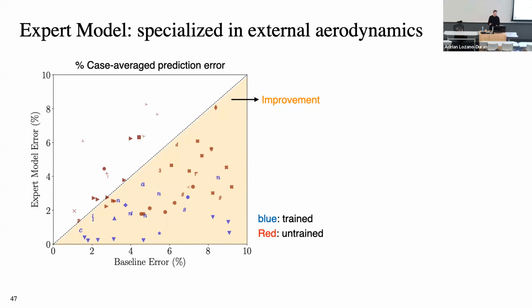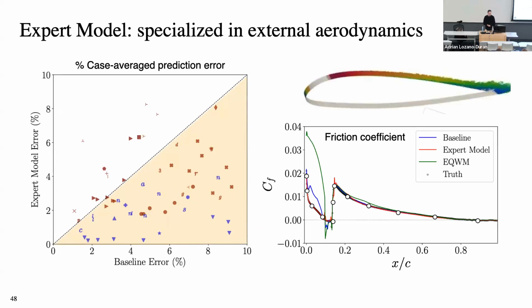And again, I have some cases that are trained for, some cases that are not trained for. But what we are trying to make sure is that we are always pushing the solution in the right direction. And this is what we are getting here. Every point here is a full case. I'm showing you one particular case. This would be an airfoil, and this is the friction coefficient. And I'm showing you experiments as the truth.